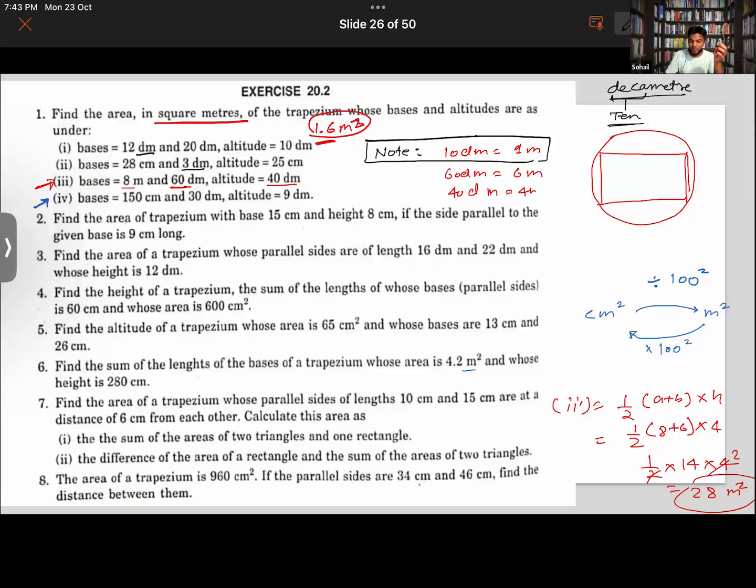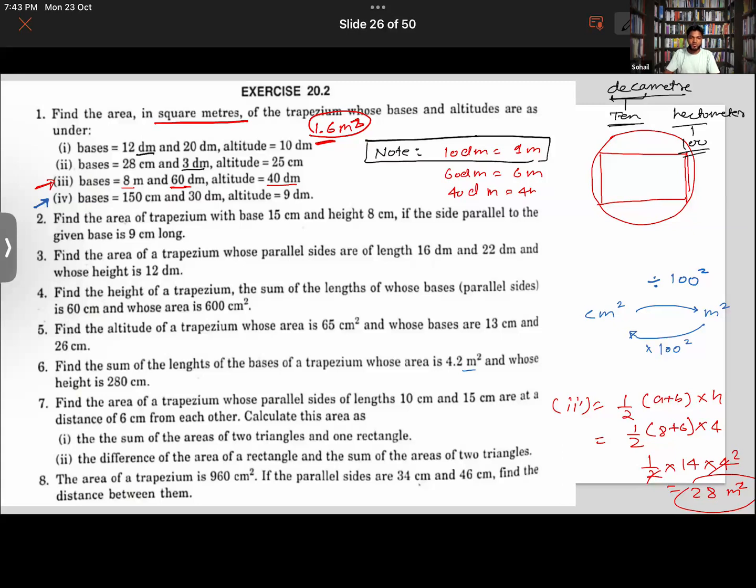Similarly, you will hear hectometer also. Hectometer. Hecto is 100 here. So 100 meters in short can be called a hectometer. All right now. Yes, sir. Done. Okay.